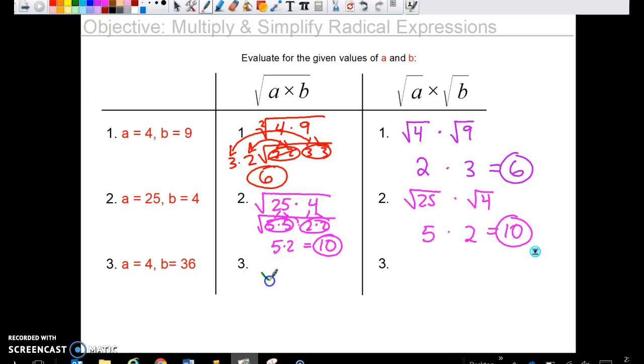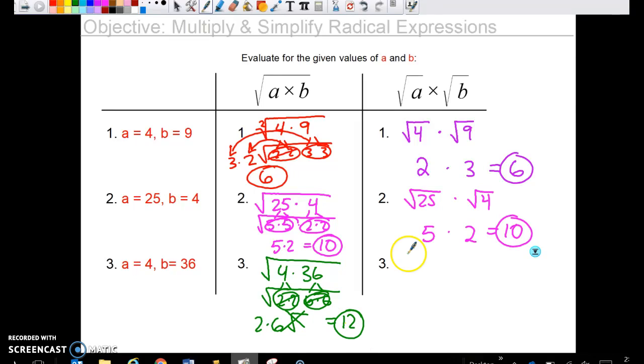Let's do the last try. We'll do one more pair just to make sure that it works every single time. Square root of 4 times 36. Square root of 2 times 2, 6 times 6. I have a group of 2's and a group of 6's. Let's pull them out: 2 times 6, and the square root goes away. There's nothing left inside. I have 12 as my answer. And finding the square root of 4 times the square root of 36: the square root of 4 is 2, the square root of 36 is 6, 2 times 6 is 12. Well, it looks like we have a pattern.